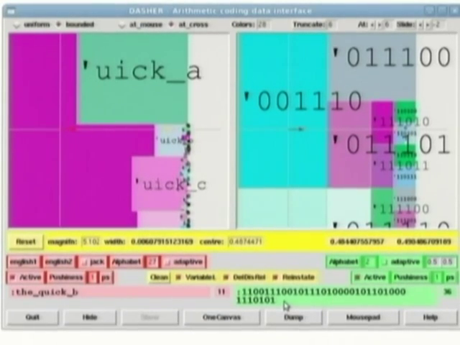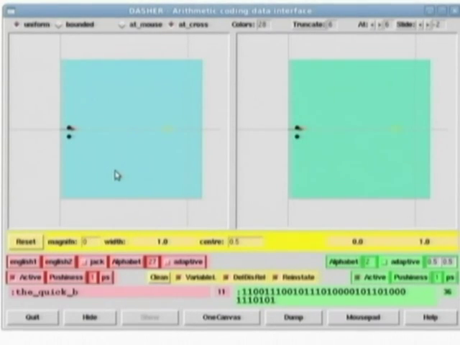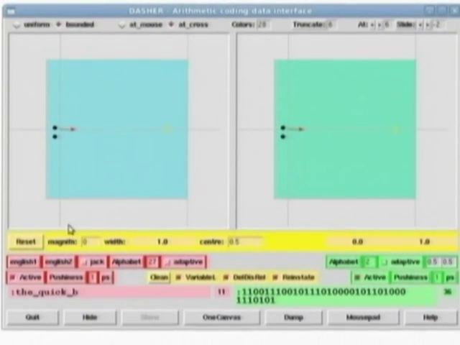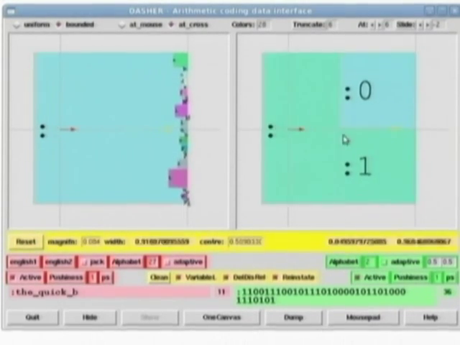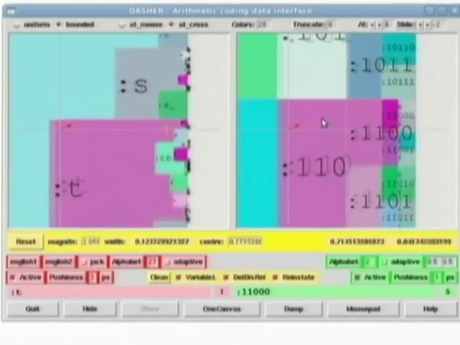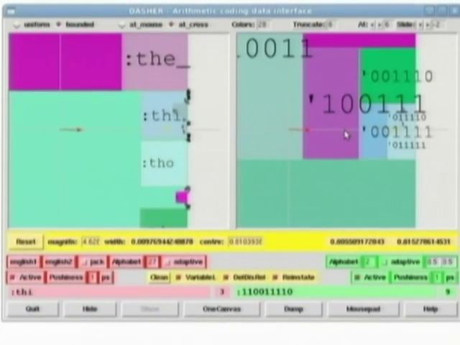And if you now send that binary string to someone at the other end, they start with exactly the same tool in exactly the same state, and they just need to memorize 1100111, etc. So we initialize the tool in exactly the same state, and we go in here and we say, what was the message? It was 1100111, and so forth. And on the right hand side, you can see the quick brown fox should indeed be coming out because we've got identical twin pieces of software at the two ends. So that's arithmetic coding.